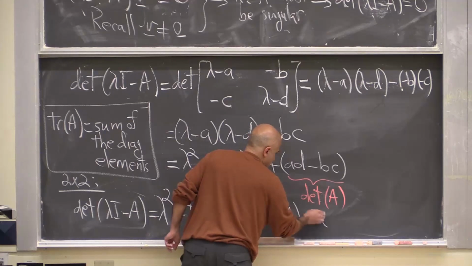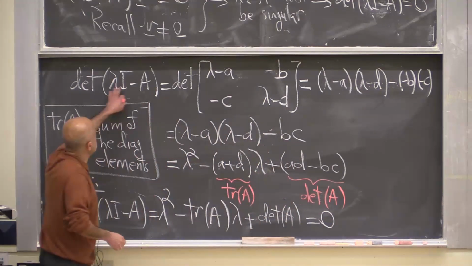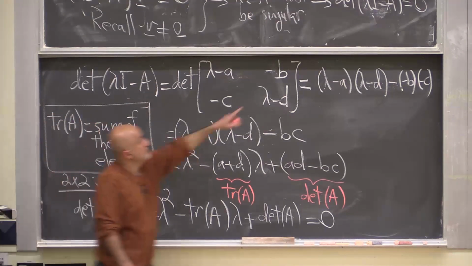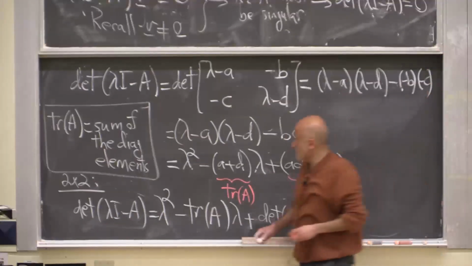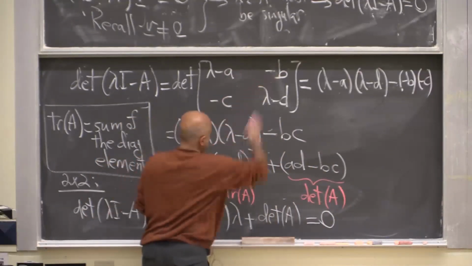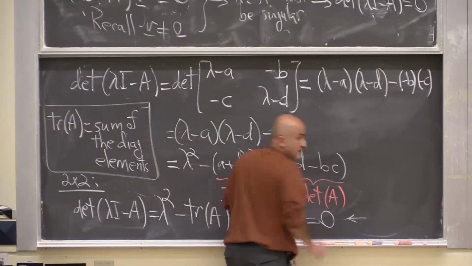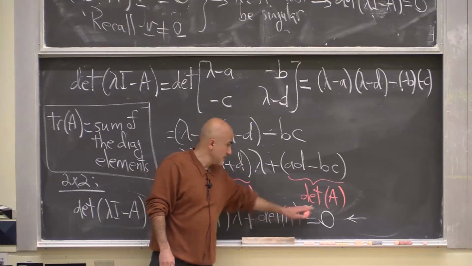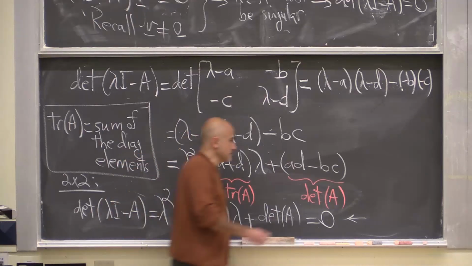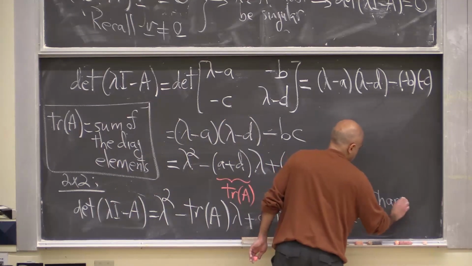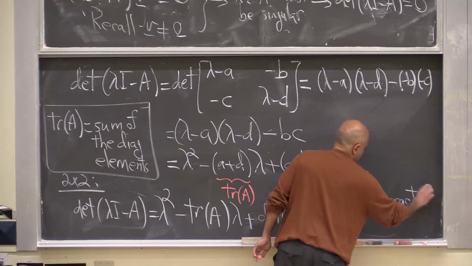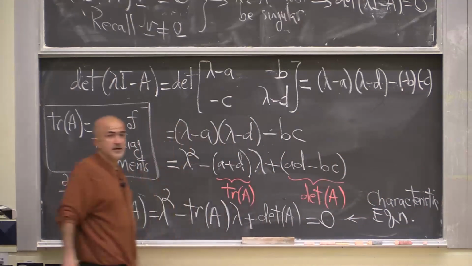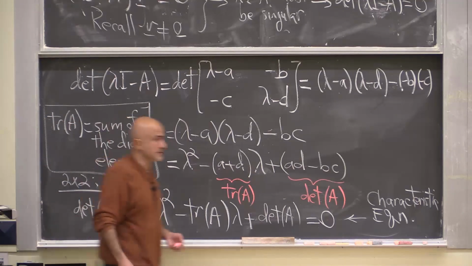And this has to be 0 because my lambda I minus A must be a singular matrix. It happens if and only if the determinant is 0. So by enforcing that equation up there, I have obtained what we call a characteristic polynomial. And when I put the equality, I have a characteristic equation. And the eigenvalues are the roots of this characteristic equation.